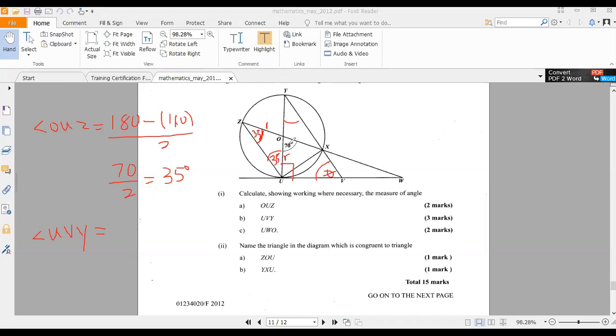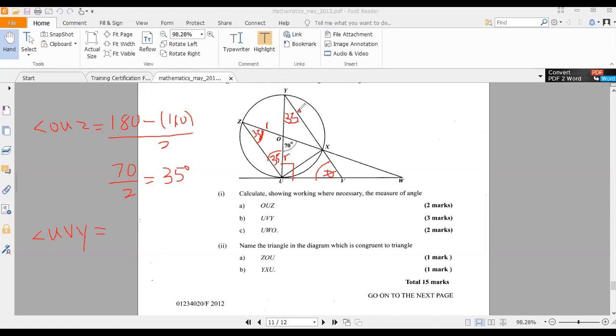If this side is 35, then that would be 35 as well. Here will be 35 because it's on the radius the same way. This is 70, and half of 70 gives 35.